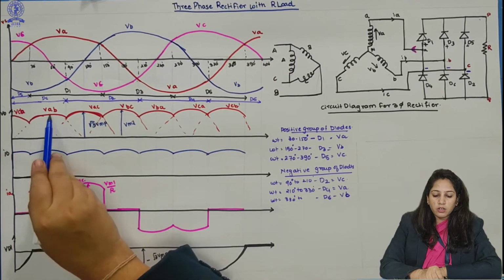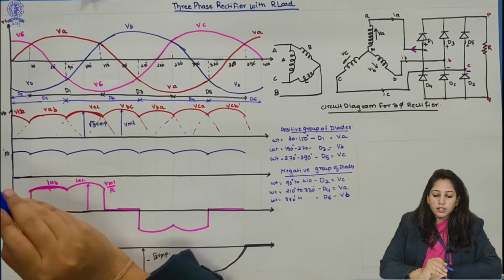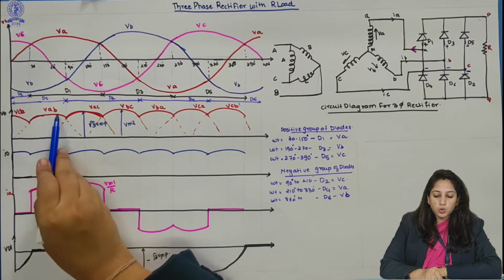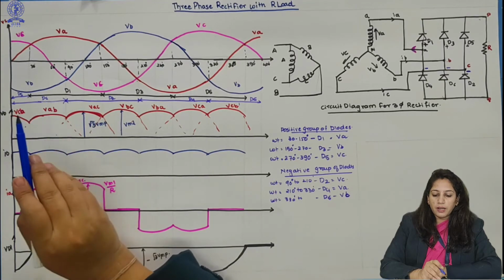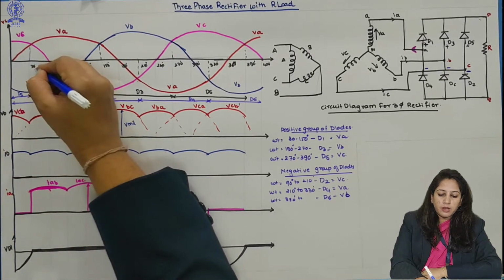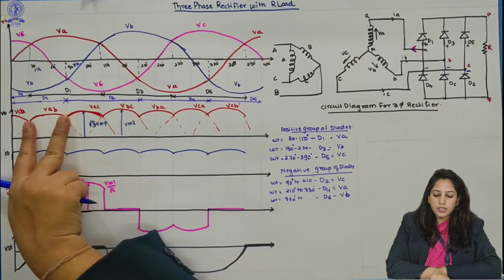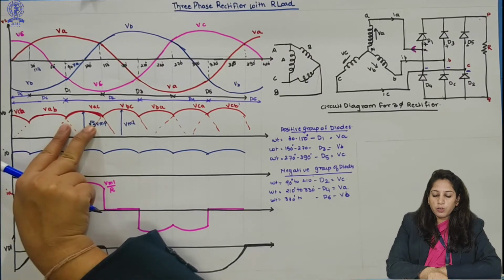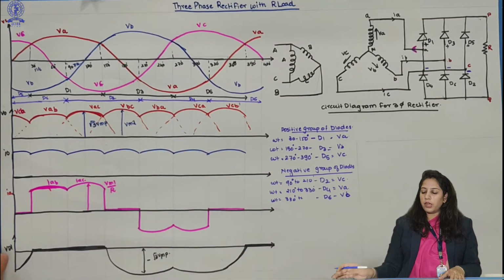the period here is only 60 degrees, that is from 30 degrees to 90 degrees. So here I will derive the output average voltage for 30 degrees to 90 degrees, that means pi by 6 to pi by 2. The time period is 60 degrees, that means pi by 3. I will be deriving the average voltage for VAB, and with respect to it you may derive any other average voltage also.